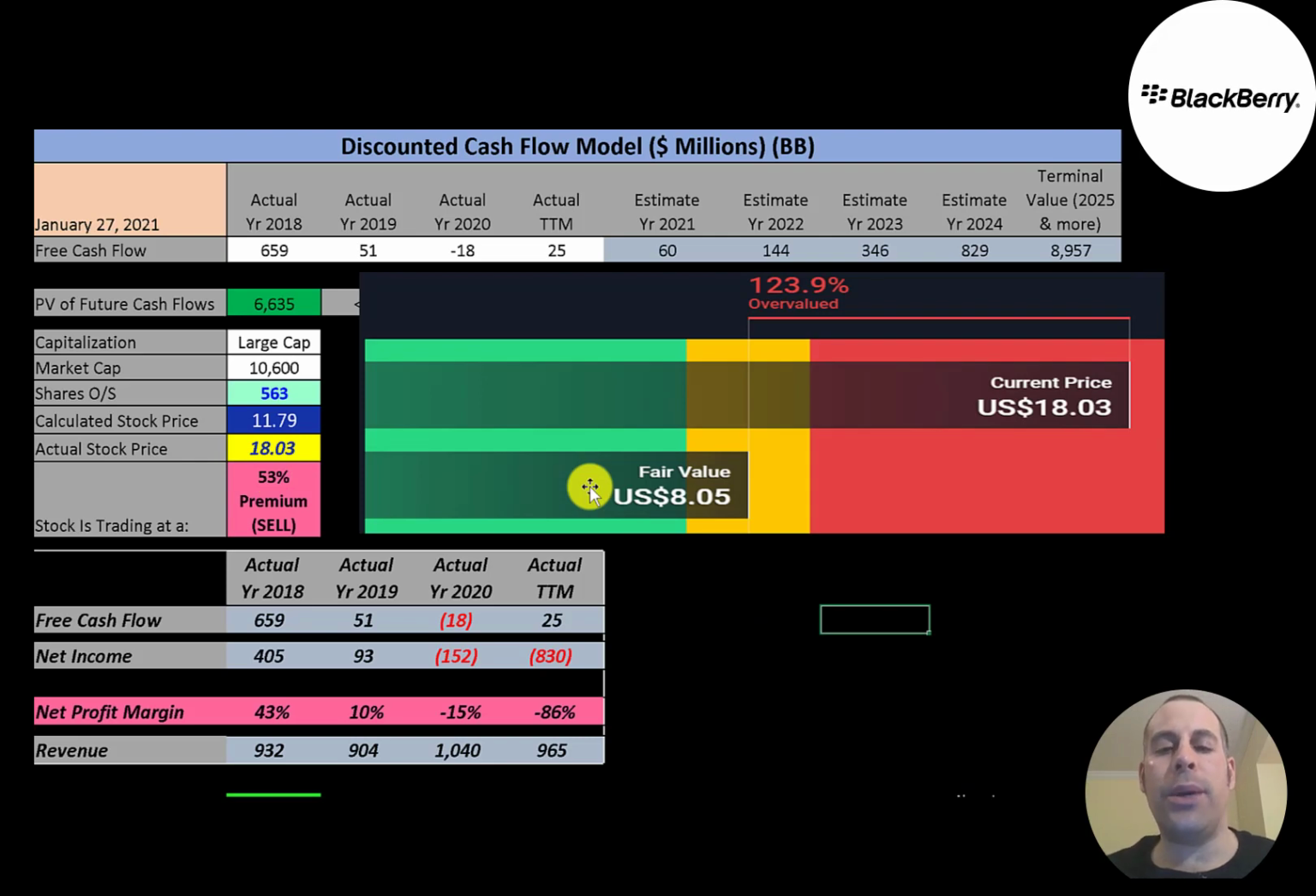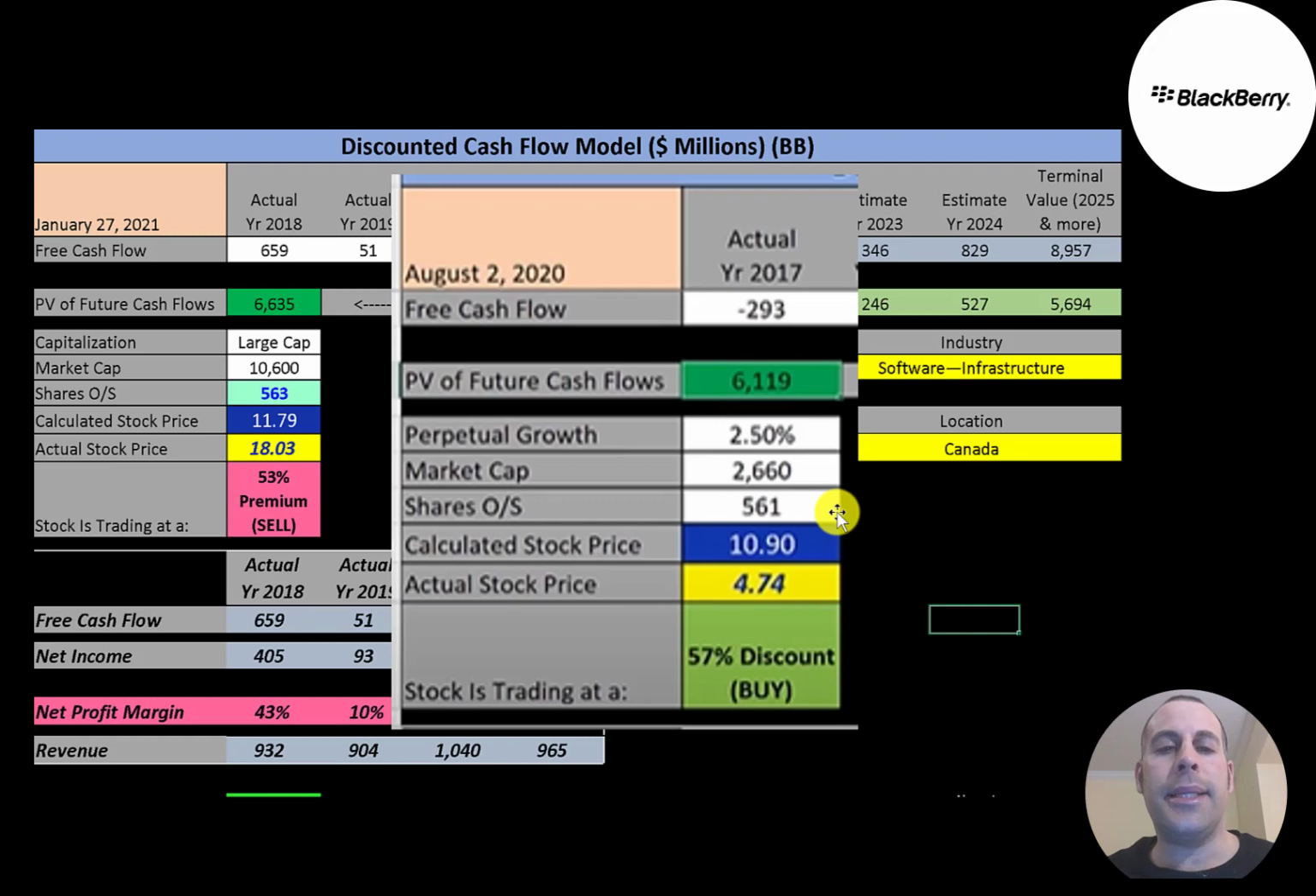Simply Wall Street's valuation is $8, so they're also saying the stock is overvalued. I did a similar video on BlackBerry on August 2nd, and my valuation was $10.90. That was when they were trading at $4.74.